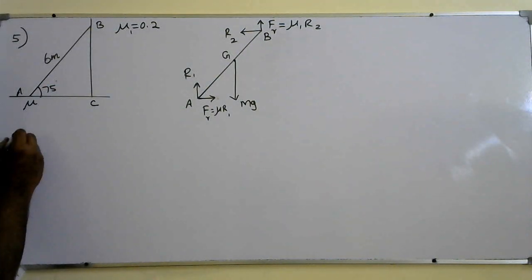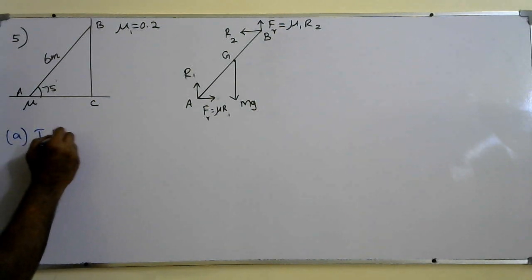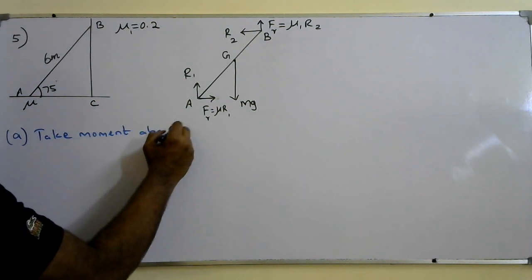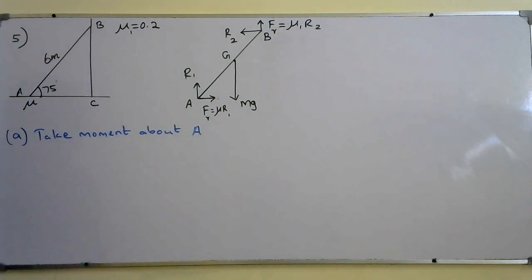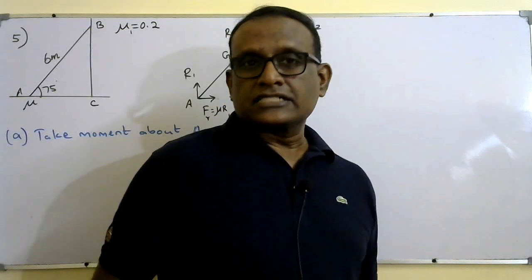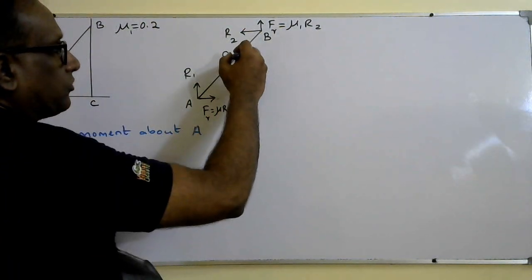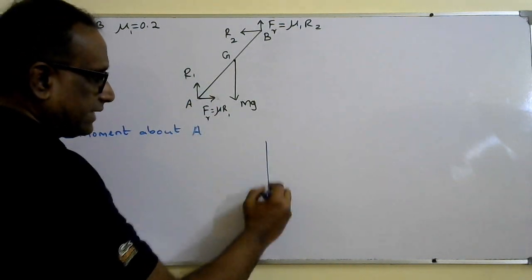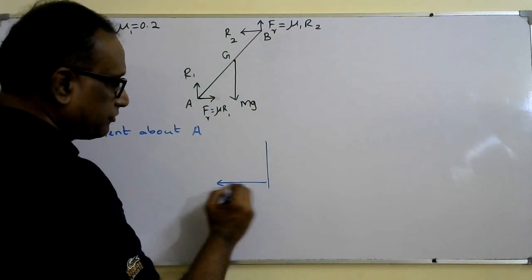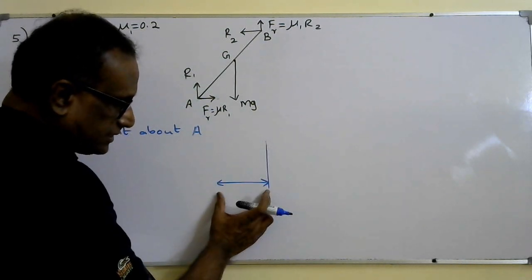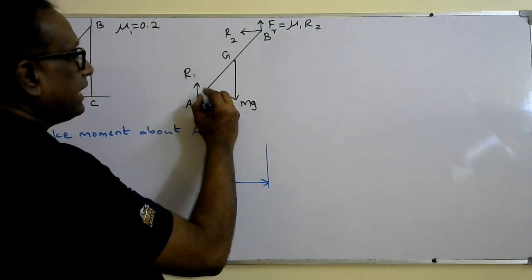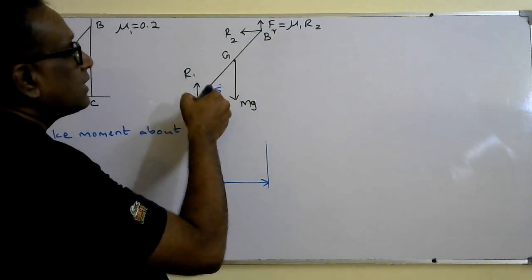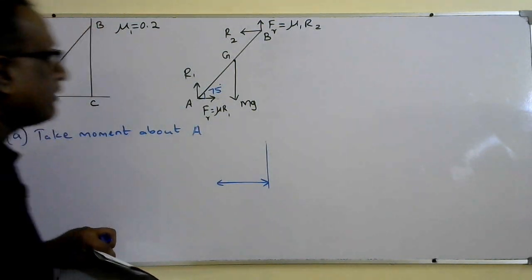Okay, so take moment about A. So first the weight part. It says force into perpendicular distance to the line of action of force. Line of action of force for the weight is this one. From A, this is the line. So the weight is acting this way, point A. So this is the line of action. This is the perpendicular distance. That is going to be AG. This angle 75 degree. AG cos 75 is this perpendicular distance. So that will be clockwise moment.